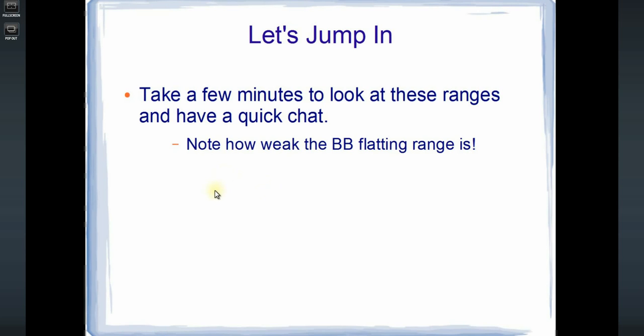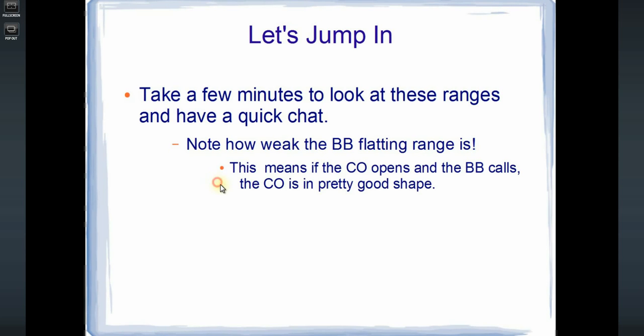Note how weak the big blind flatting range is. This means if the cutoff opens and the big blind calls, the cutoff is in pretty good shape. And it should make sense for the big blind to call with a pretty weak range because the big blind was closing the action pre-flop and got a really good price.